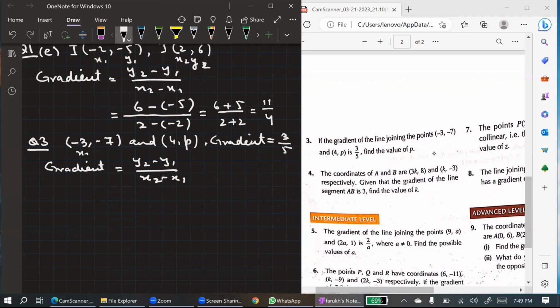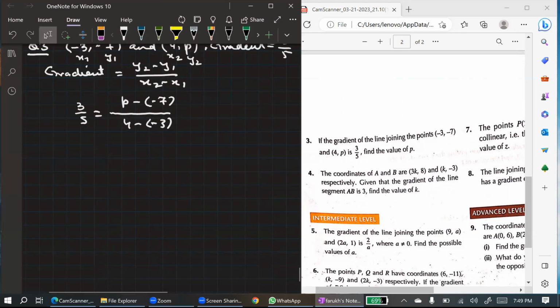We will name the points x1, y1 and x2, y2. The gradient is given, that is 3 over 5. Now, p minus -7 over 4 minus -3. We will simplify this equation. 3 over 5 is equal to p plus 7 over 4 plus 3.